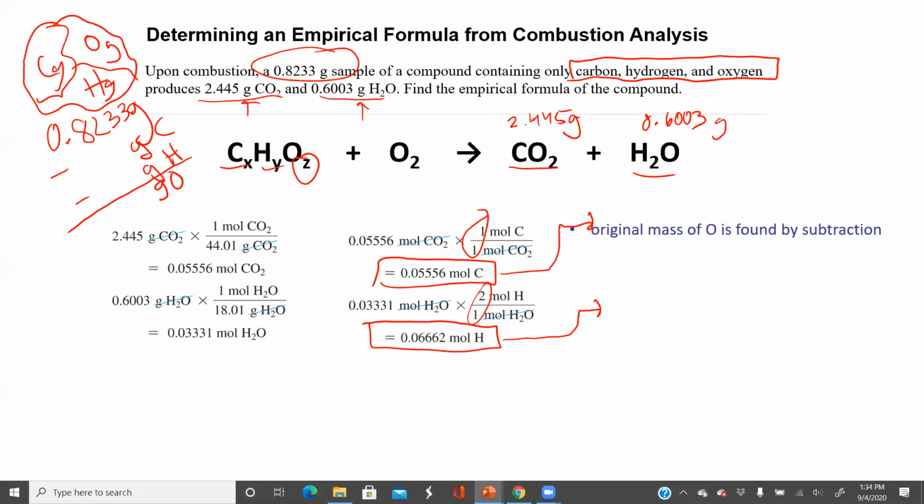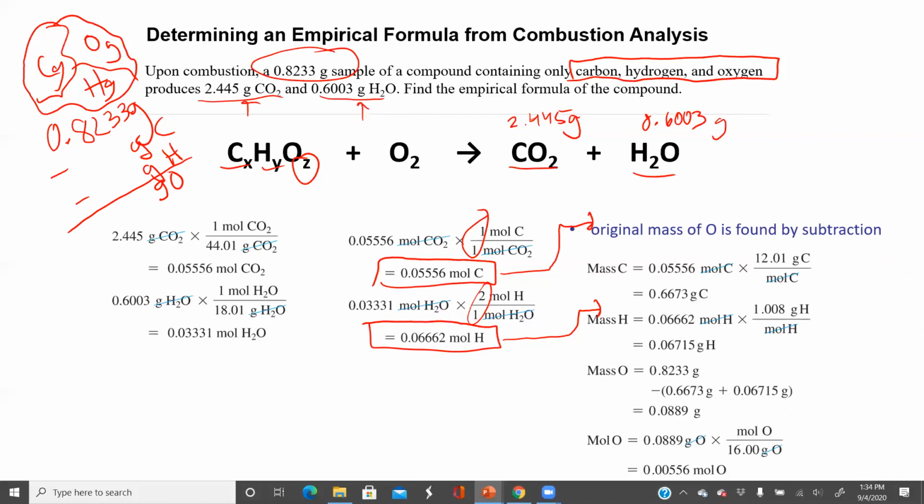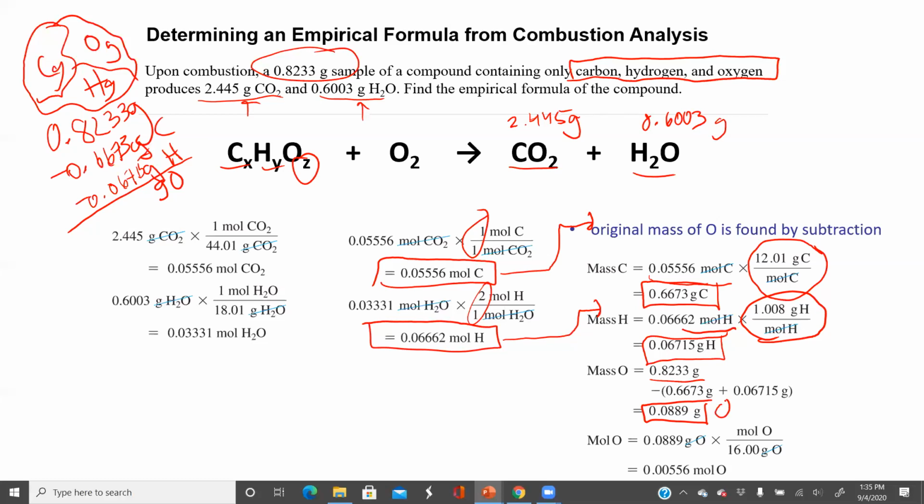So I need to get the original mass of oxygen. How am I going to do that? Subtraction. So I take the mass of carbon. How do I do that? I take the moles that I've derived. This is the same thing I did earlier, but now I'm taking it a step further. I'm converting the moles to grams. So now I know the grams is that. So really, I can come over here and subtract 0.6673 grams of carbon. And then from the moles of hydrogen, I can use its molar mass and figure out the grams of hydrogen. So now I'm going to subtract 0.06715. And I'm going to subtract these numbers from the original amount, and what remains is the grams of my oxygen, which is 0.0889 grams of oxygen.